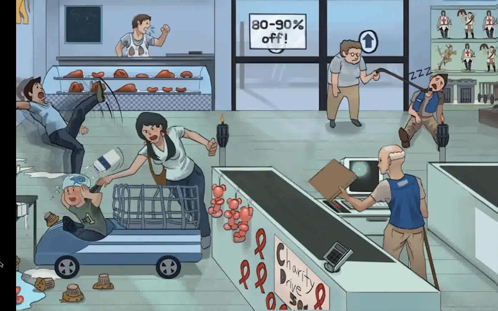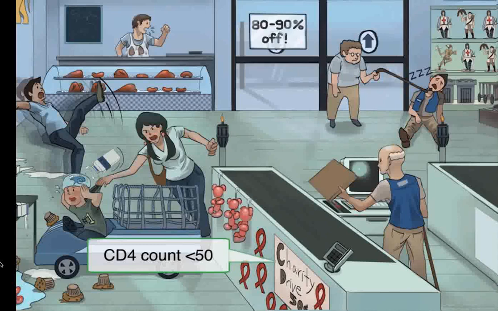To help you remember this, we've drawn a donation sign that says Charity Drive for CD, and it's 50 cents for a red HIV/AIDS ribbon. So you would look for CMV infections in AIDS patients with CD4 counts less than 50.